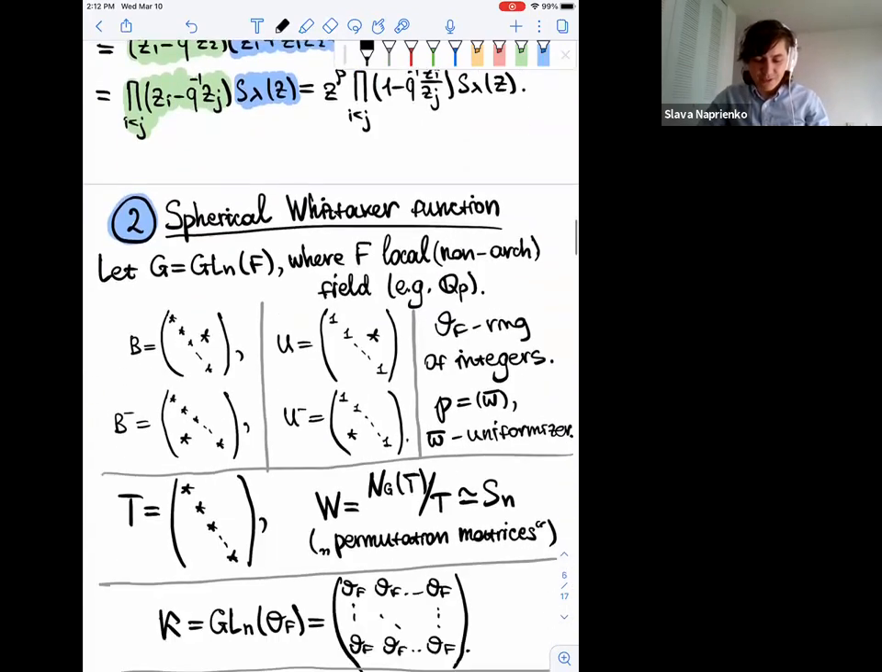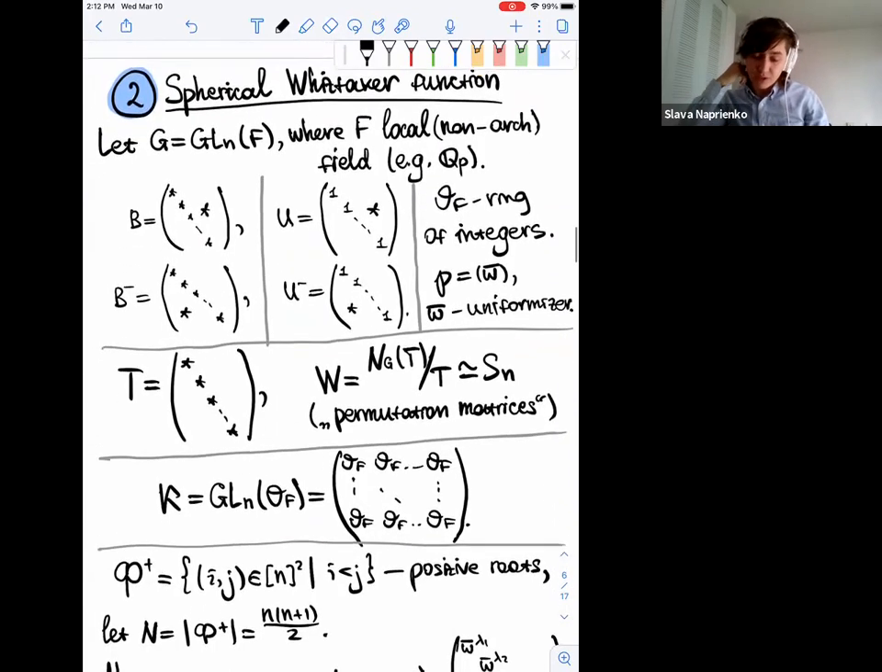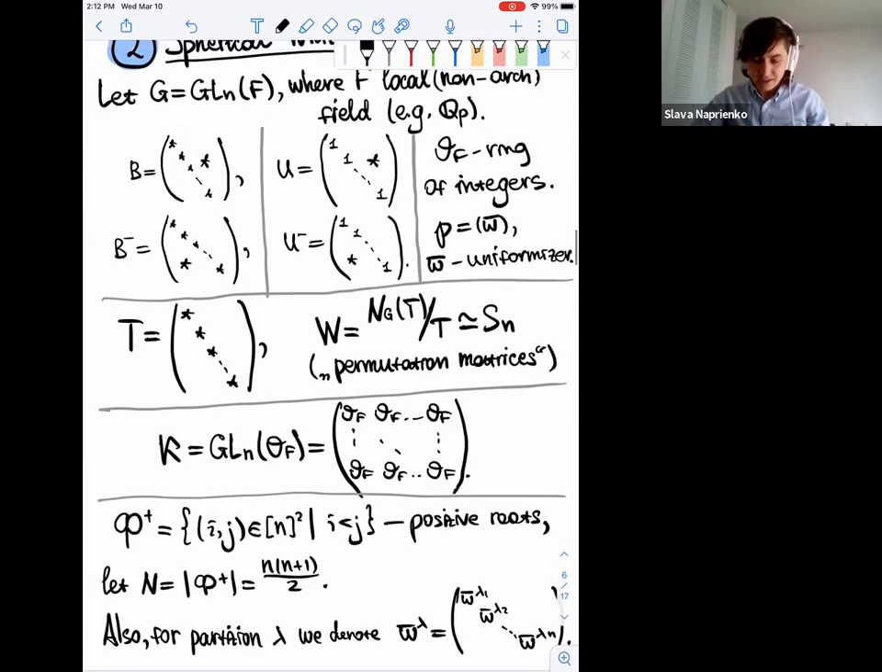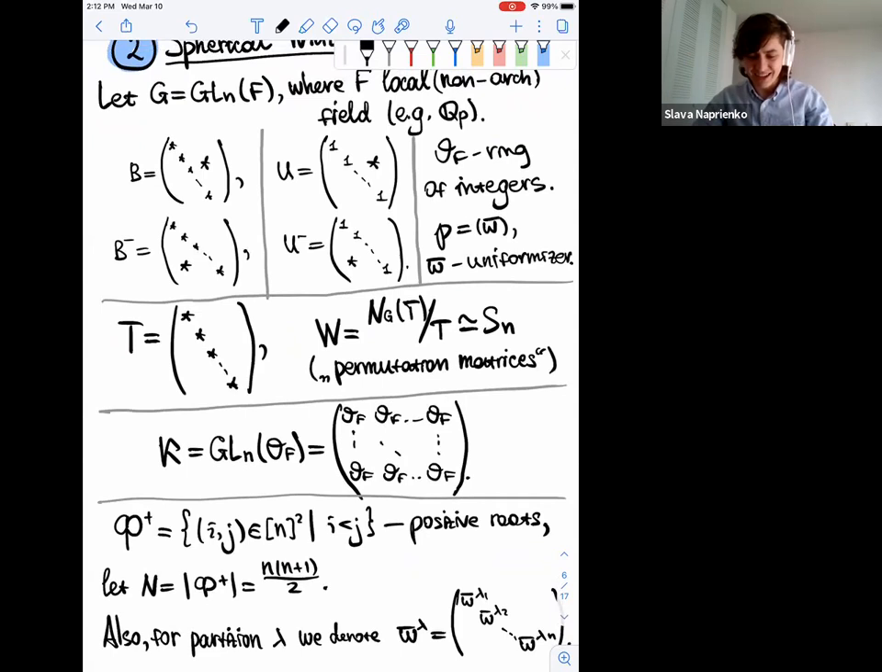Okay, so now I want to talk about spherical Whittaker functions. And I'm actually not going to talk about them that much. I'm going to use the black box, but I need some notation. And the entire slide here is notation. Don't be afraid. It is just very standard notation.